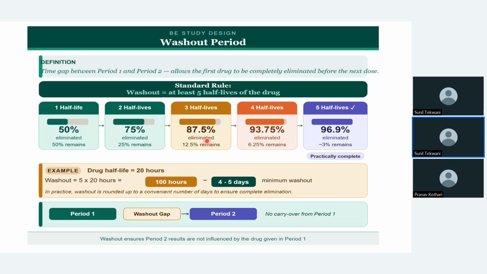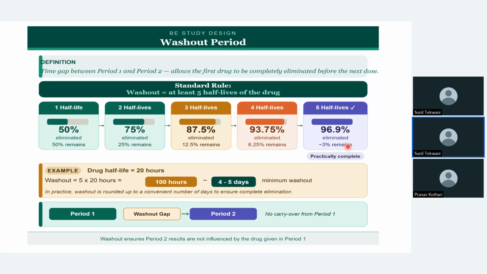It is getting reduced by 50% each time: 50, 25, 12 and a half, 6.25, 3.12. After 5 half-lives, almost 97% of the drug is eliminated, and only 3% remains.